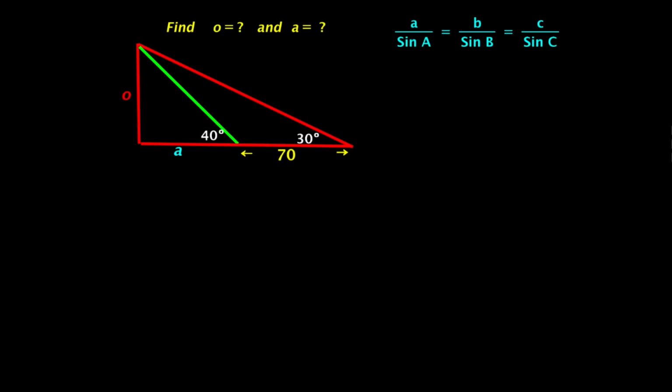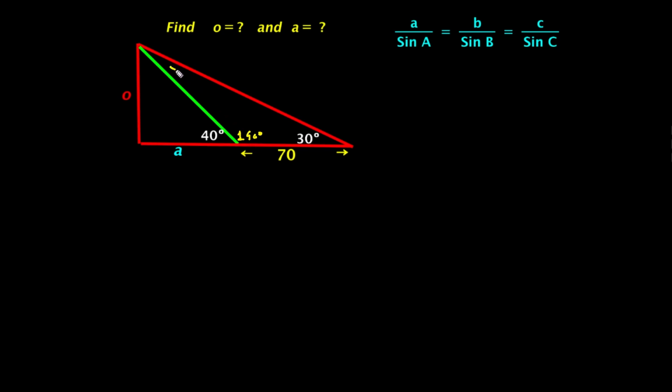Now, before we proceed, let's find some of the missing angles. The 40-degree angle is on the left side on top of a straight line. All the angles on a straight line add up to 180 degrees. So 40 and 140, the whole angle is 180. So this angle is 40.